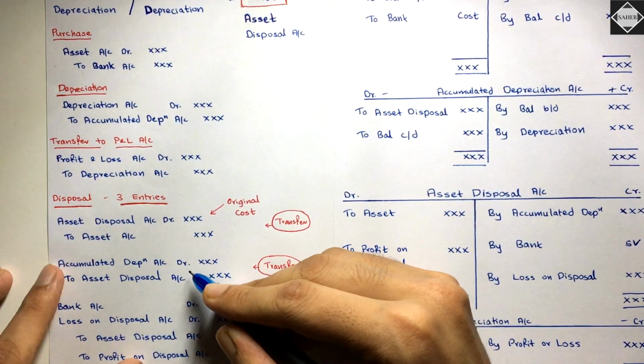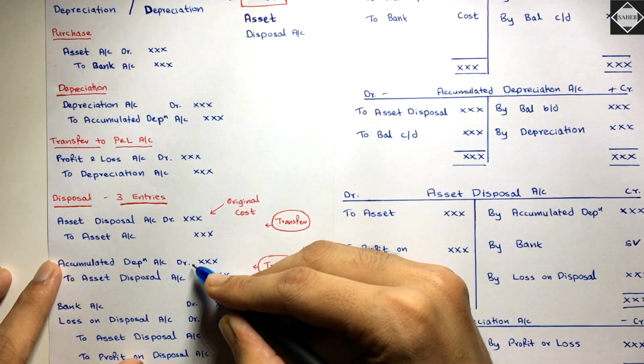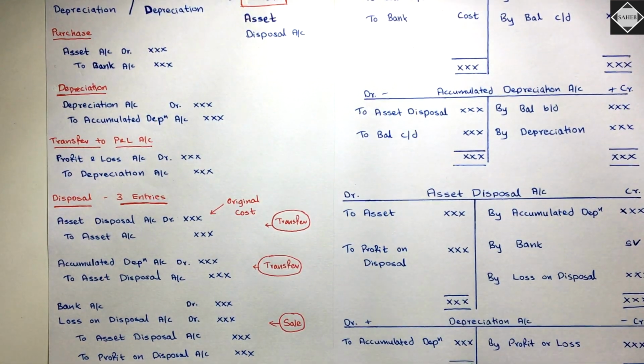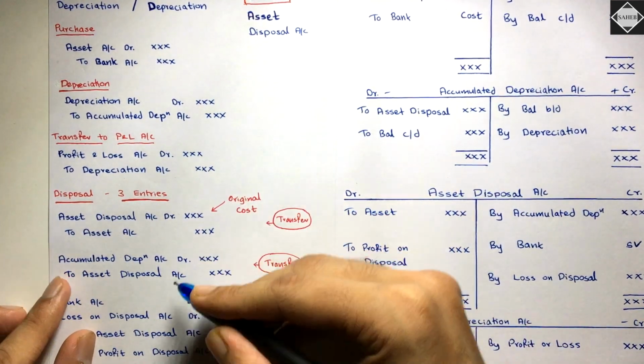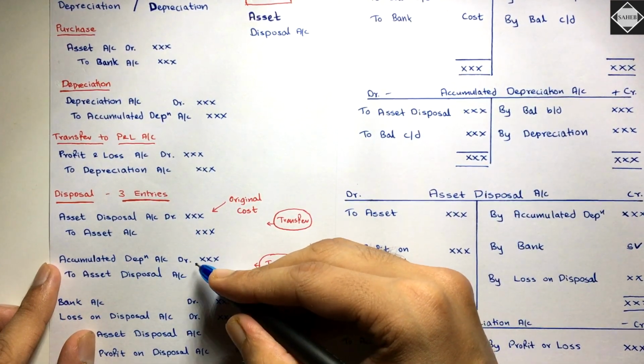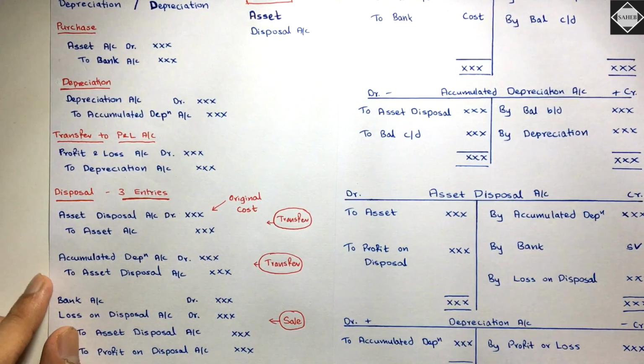If this is getting debited, if this is getting eliminated, then there should be an equal credit. And we know that we are taking this to asset disposal. So you will credit the asset disposal account. So accumulated depreciation account debit to asset disposal. This is the entry, right?